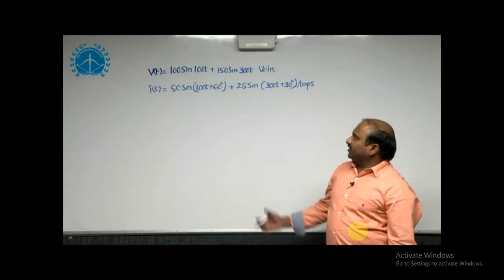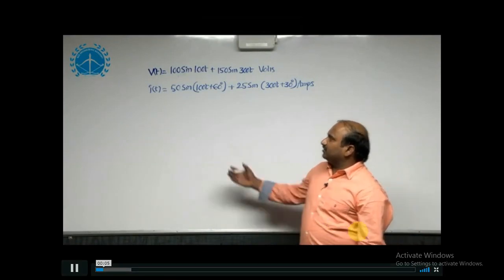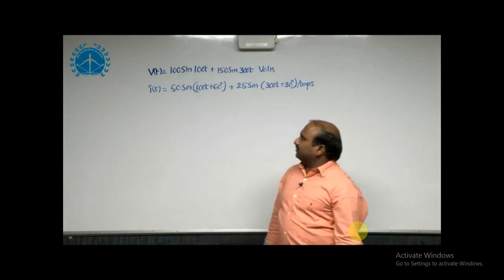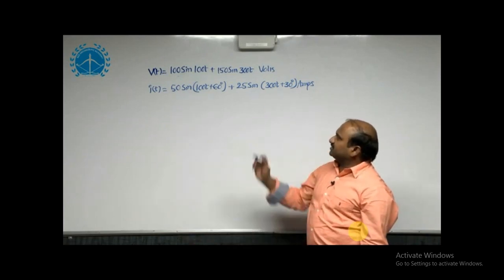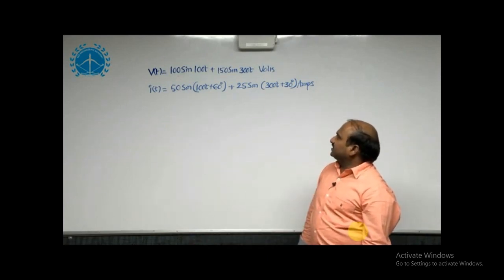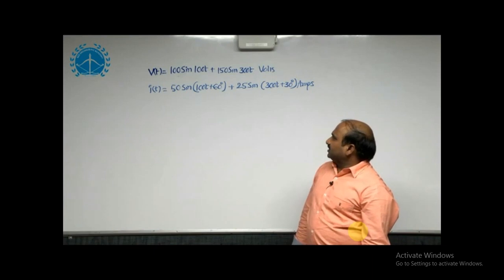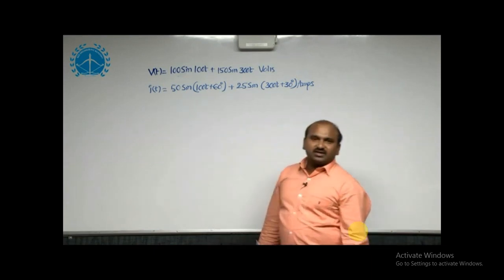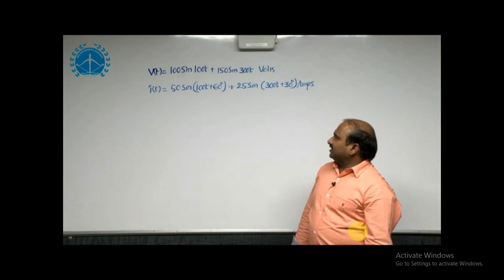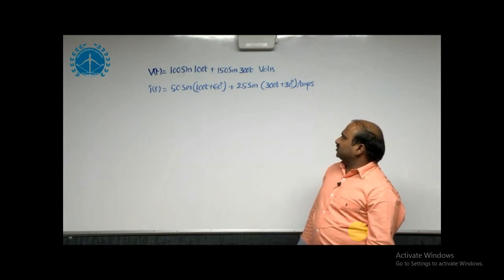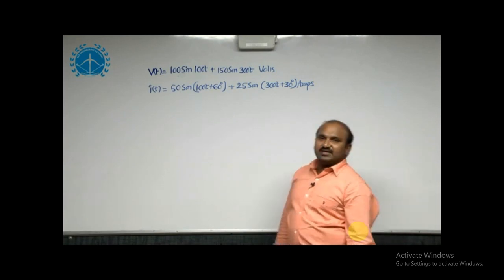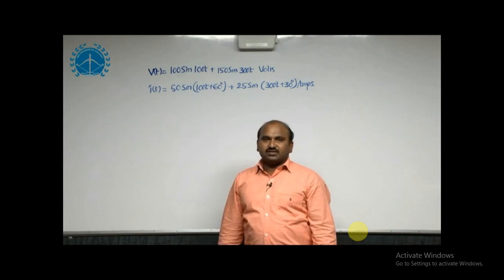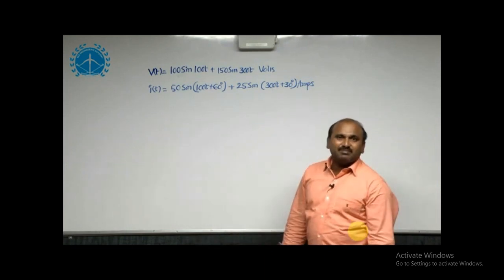For a network, in this example, the applied voltage is v of t is equal to 100 sin 100t plus 150 sin 300t volts, and the current excited from that source in the given circuit, i of t, is given as 50 sin(100t plus 60 degrees) plus 25 sin(300t plus 30 degrees) amperes. For this circuit, we need to estimate the resultant power factor.